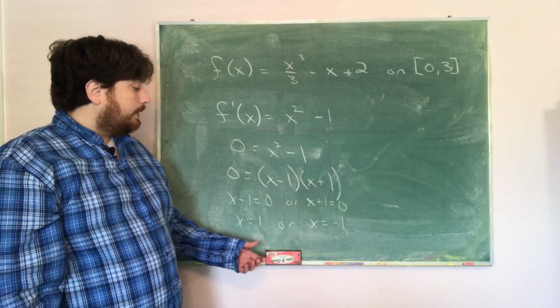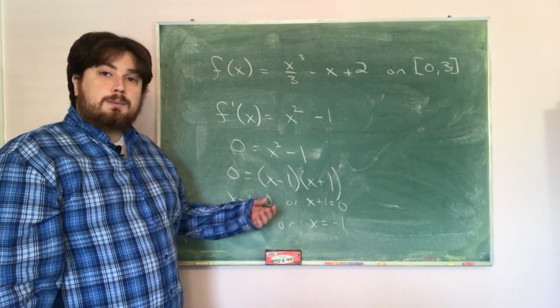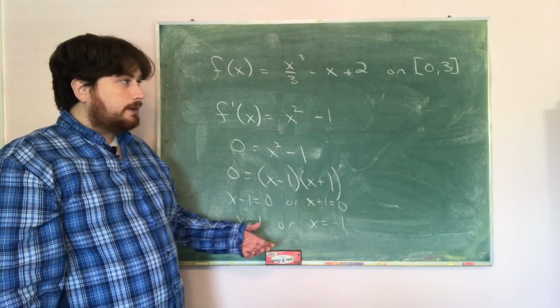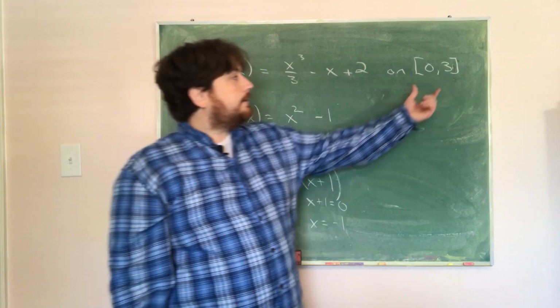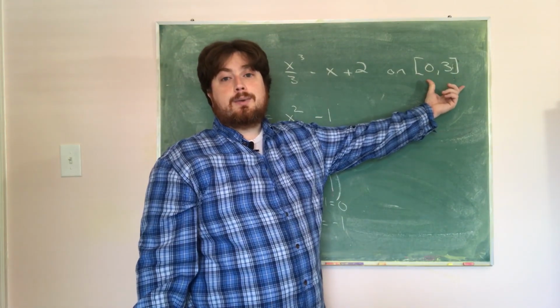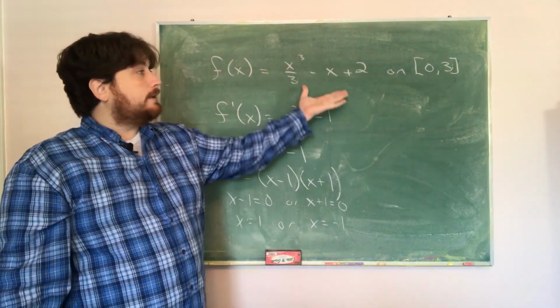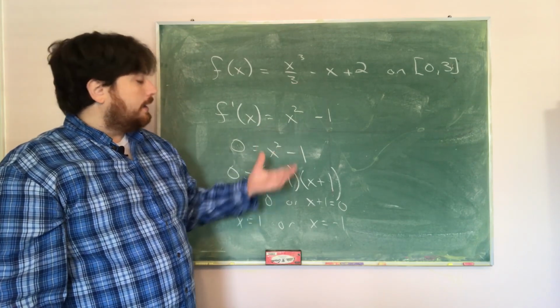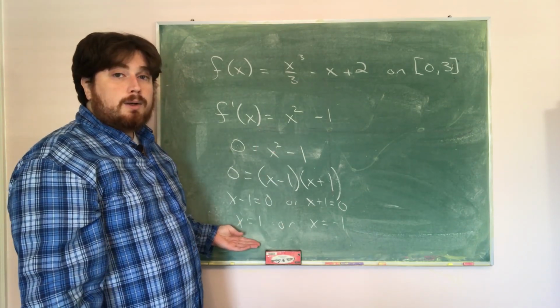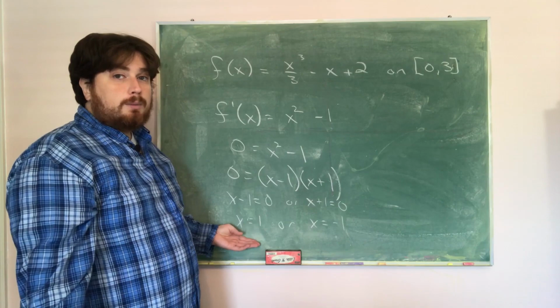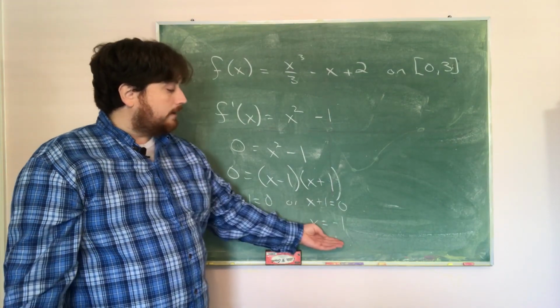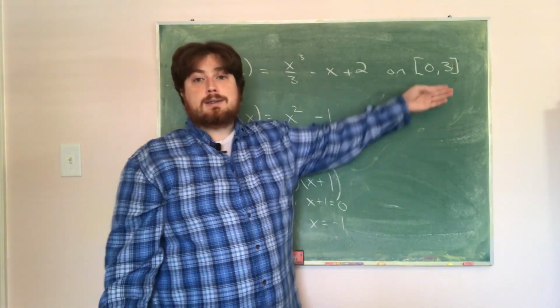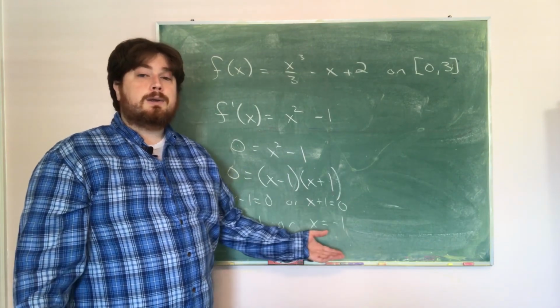But what I want to point out here is that in order to be critical points, they need to be in the domain. So notice that 1 is in the domain because our domain is 0 to 3. And again, this is a continuous function on that domain. So this would be a critical value. We would have a critical point there. On the other hand, -1 is not in this interval, therefore it's not in the domain.